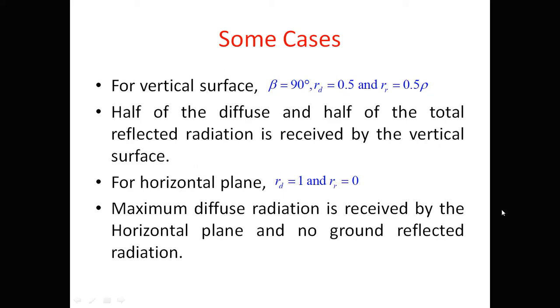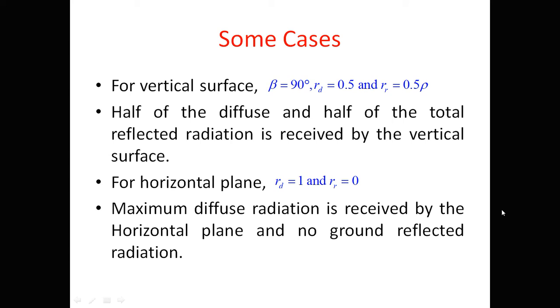And let us see some special cases. For a vertical surface, what exactly happens? Obviously for a vertical surface, the angle of inclination beta is equal to 90 degrees.